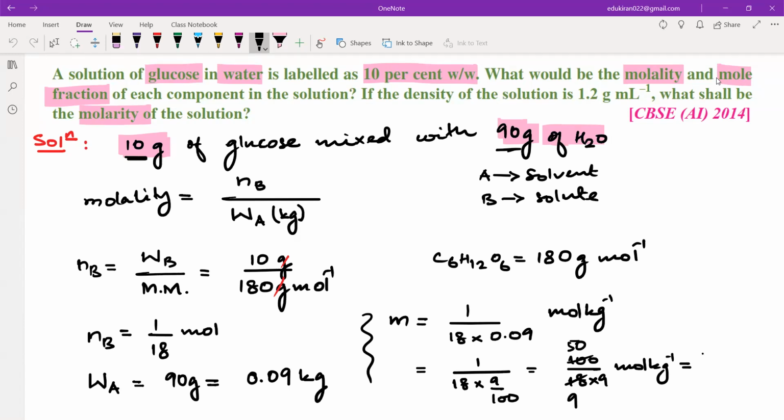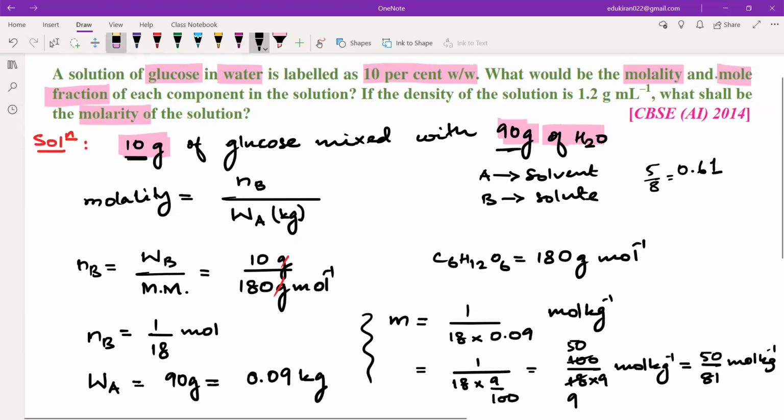It's 50 upon 81. It will be somewhere around 0.6, smaller than 0.62.